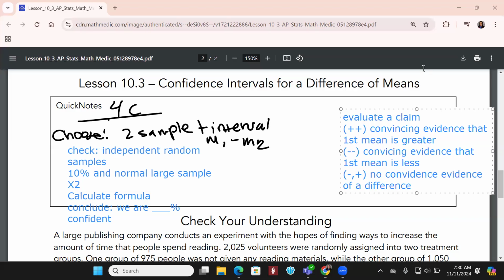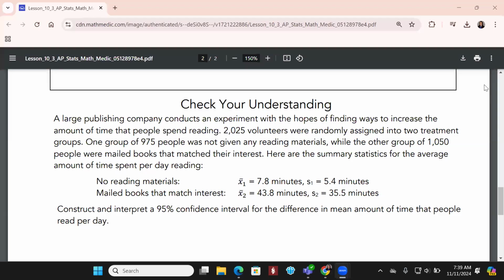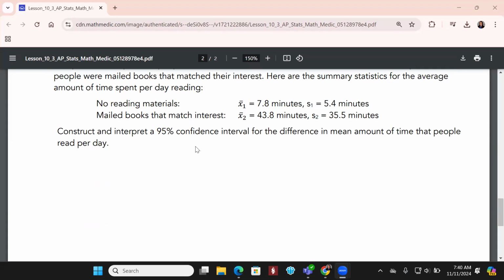I'm going to read very slow. Okay. A large publishing company conducts an experiment with the hopes of finding ways to increase the amount of time that people spend reading. 2,025 volunteers were randomly assigned into 2 treatment groups. One group of 975 people was not given any reading materials, while the other group of 1,050 people were mailed books that matched their interests. Here are the summary statistics for the average amount of time spent per day reading. All right, so construct and interpret a 95% confidence interval for the difference in mean amount of time that people read per day.